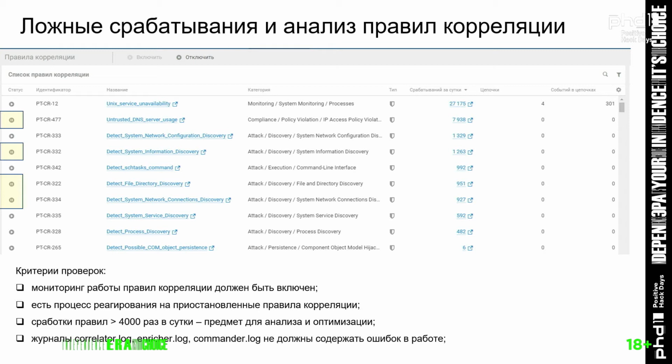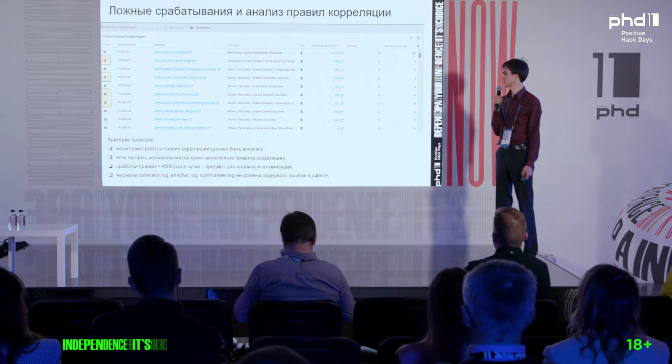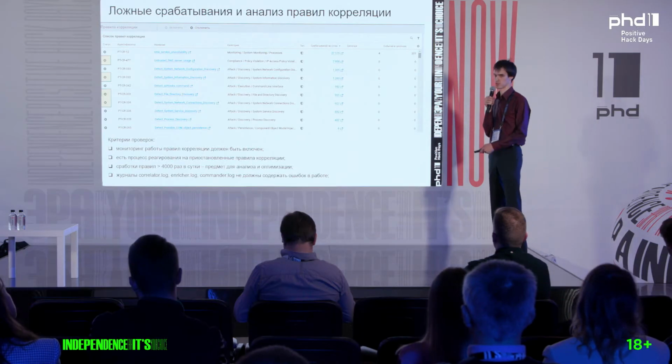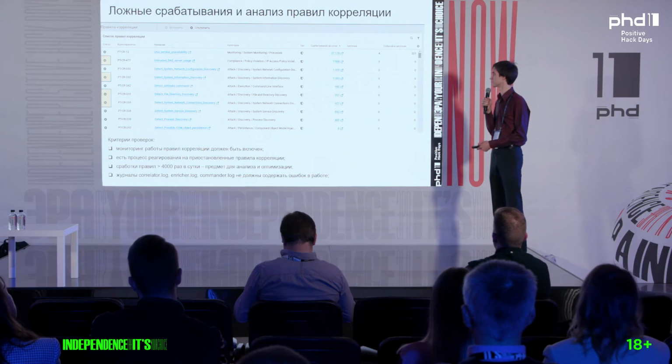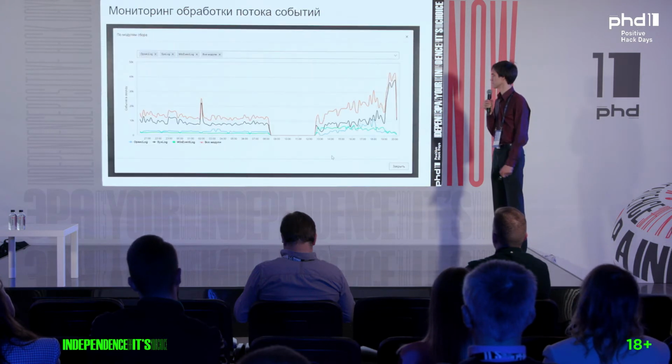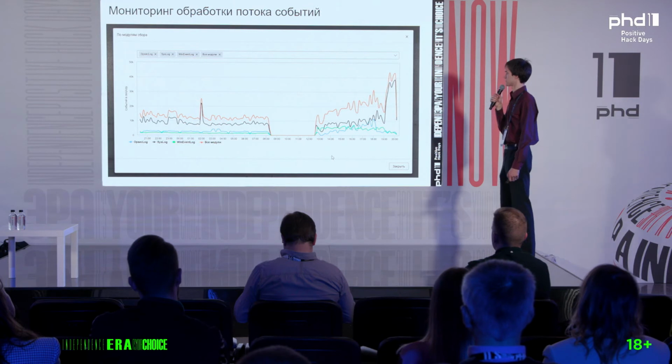And finally, we will be looking at correlator and enricher logs for errors. We may find there, say, elements of code or attempts at insertion in the table list. So, for example, a string being inserted in an int type column would certainly generate an error.